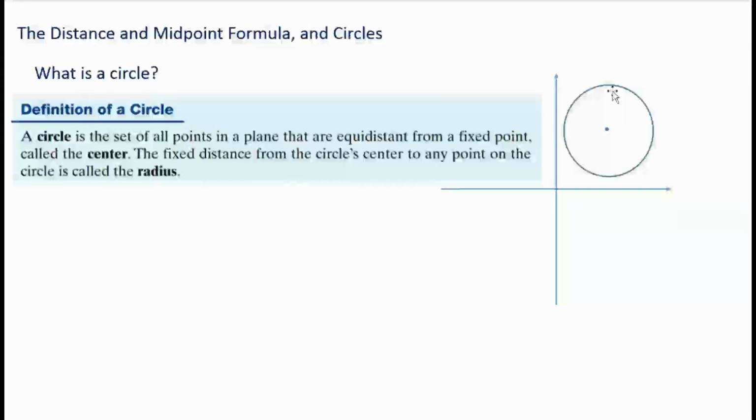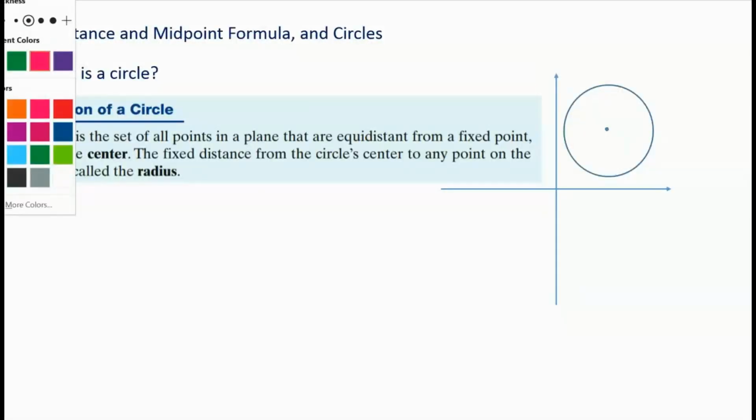A circle is the set of all points in a plane that are equidistant from a fixed point. That's called the center. The fixed distance from the circle center to any point on the circle is called the radius.